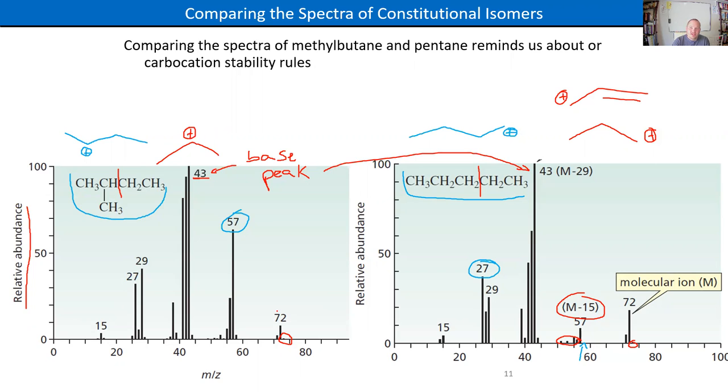About 1% of carbons don't have a mass of 12. They have a mass of 13 instead. And so that means that there's a measurable probability that you actually get a compound that's not a mass of 72, it's a mass of 73. But only about 1% of carbons are carbon 13, and so you wind up with a really small peak just above your molecular ion.